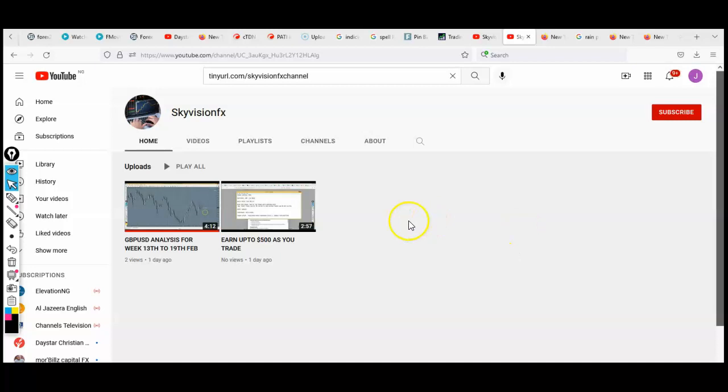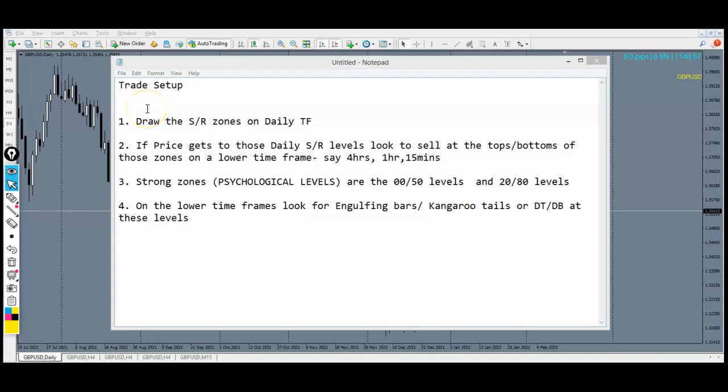Okay, so we have created this channel so that we can study and challenge ourselves and see how we can grow the FSB account to $500 from $50. I have done a review before, but I want to expatiate on how we're going to be trading this account. So let's look at the trade setup.